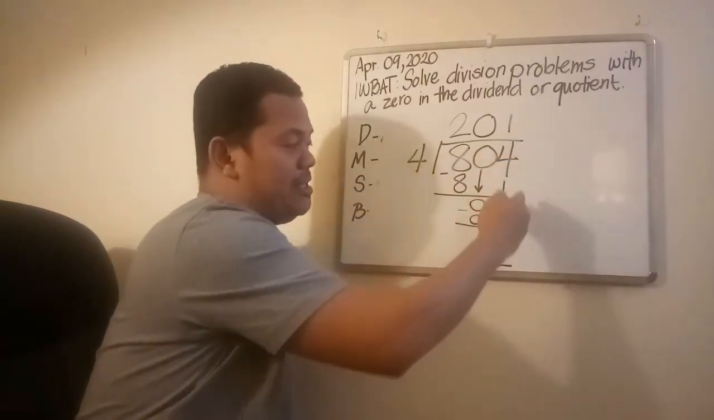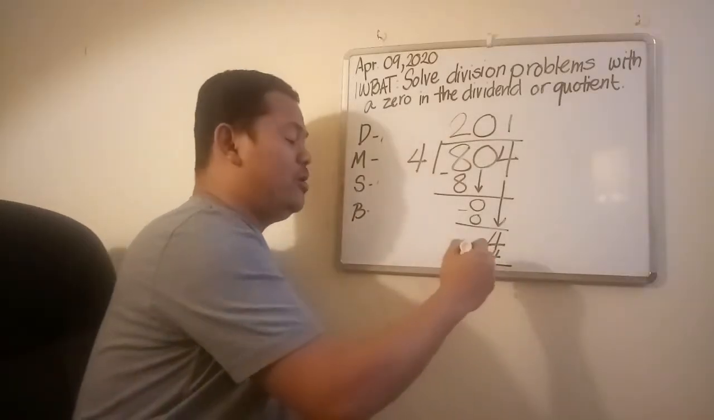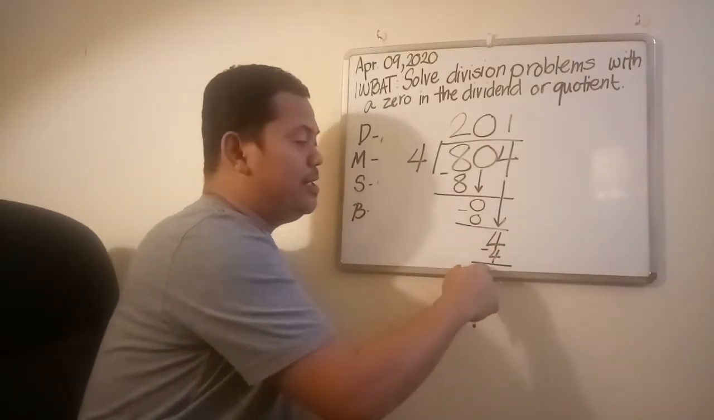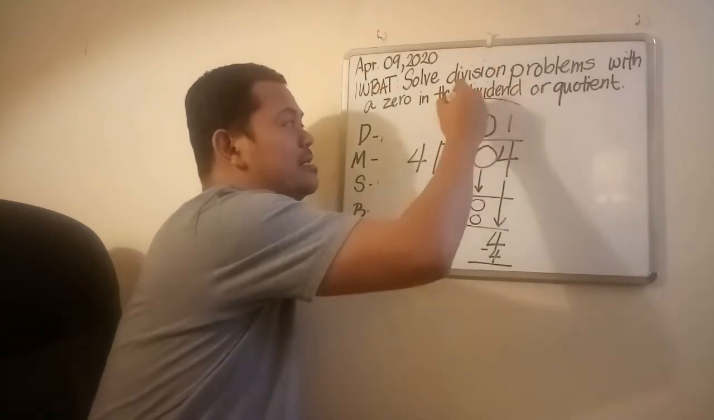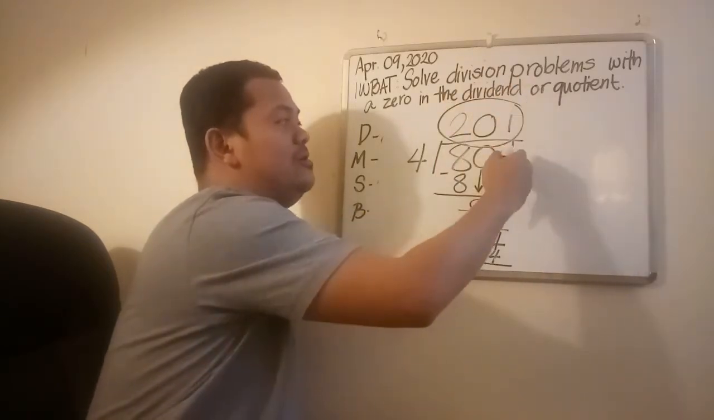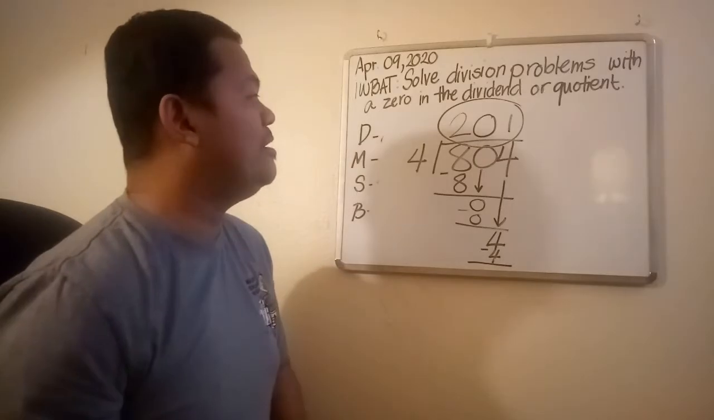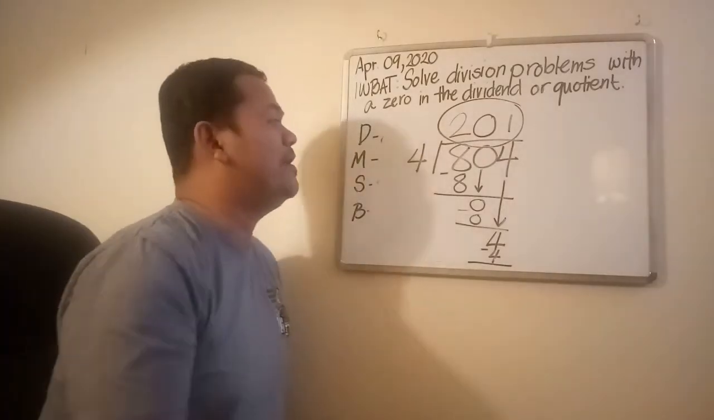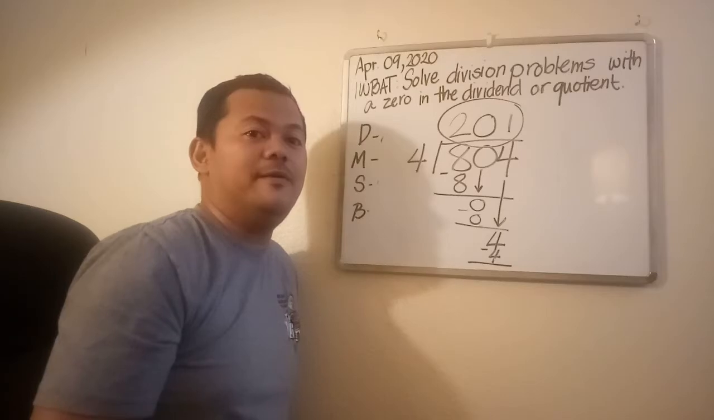Is there a number that we can still bring down? Nothing. Meaning to say, if there's no more number to bring down, then this will be the final answer. Nothing to divide now. This will be your final answer. 201. Meaning to say 804 divided by 4 is equal to 201.